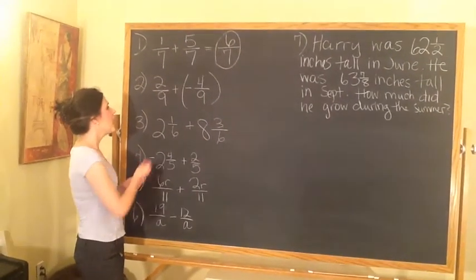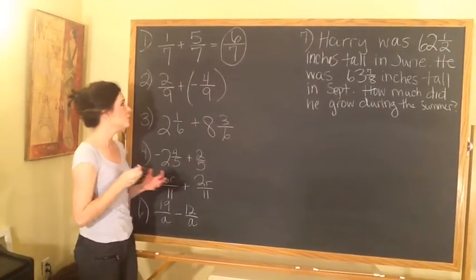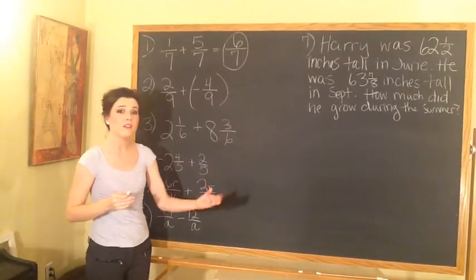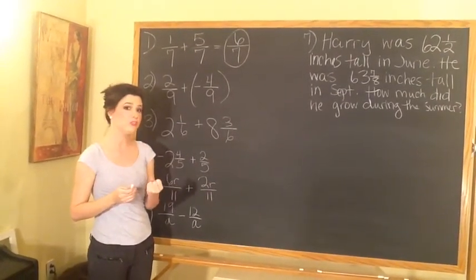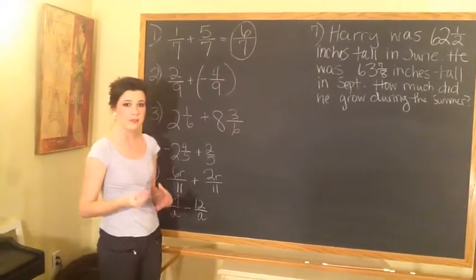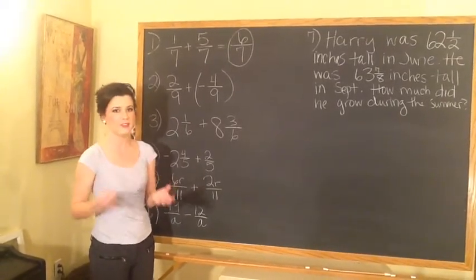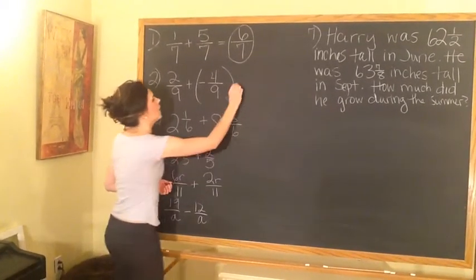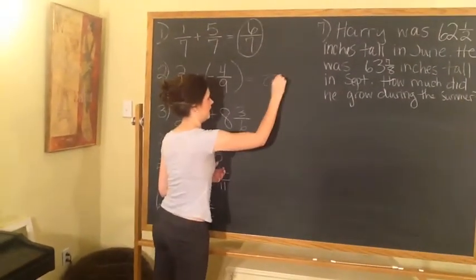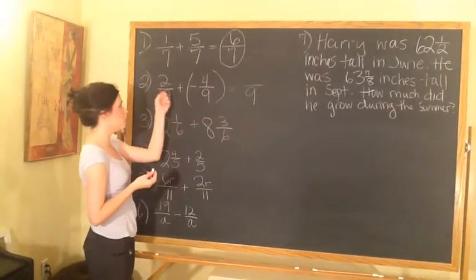Number 2, we have 2/9 plus negative 4/9. You'll notice that we have a negative sign here. So you're going to have to draw on the knowledge that you learned from adding and subtracting integers. We're going to be doing the same thing here, so you can't forget your rules about adding and subtracting with negative and positive numbers. Our denominator is the same, so we know that at the end our denominator is going to be 9. So at least we don't have to worry about the denominator. Now let's look at our numerator.